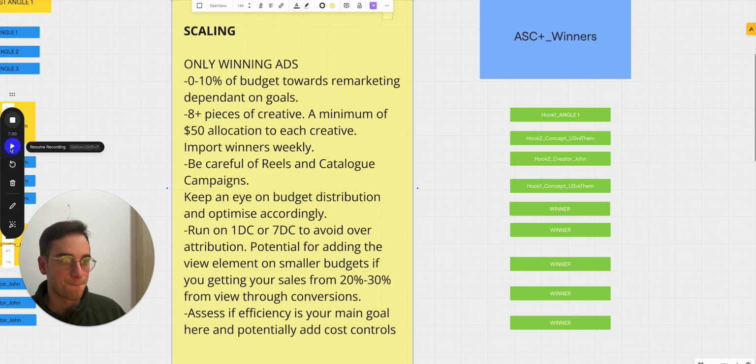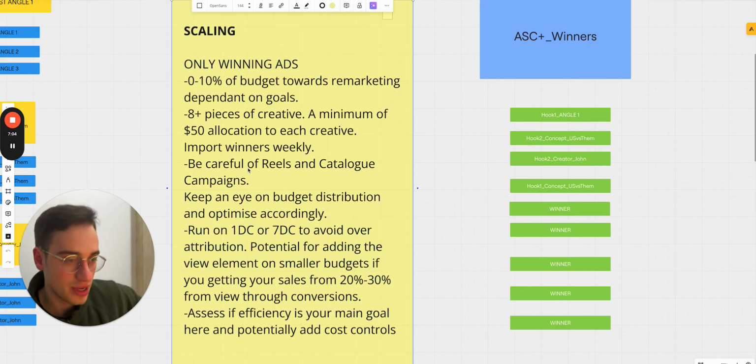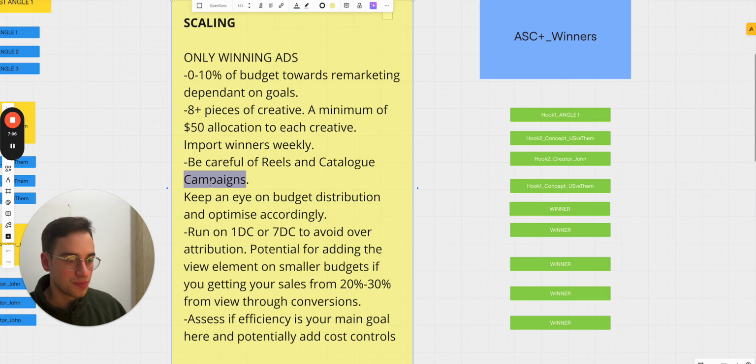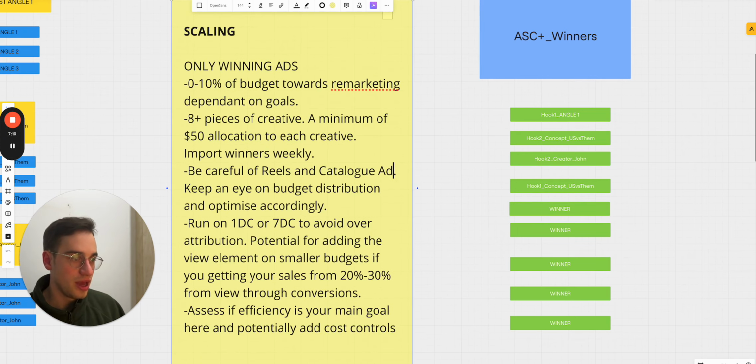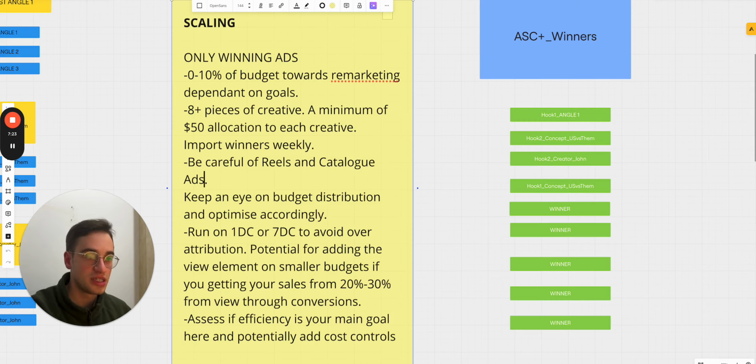But yeah. Now, other stuff: be careful of reels and catalog campaigns or ads here. That's a mistake. If you just have 9x16 versions or just reels, AC doesn't let you select the manual placement, so it can be very funny how Meta can actually deliver your ad. So make sure you have a different AC just for reels, or in my opinion, just have a manual sales campaign optimizing for that specific placement.